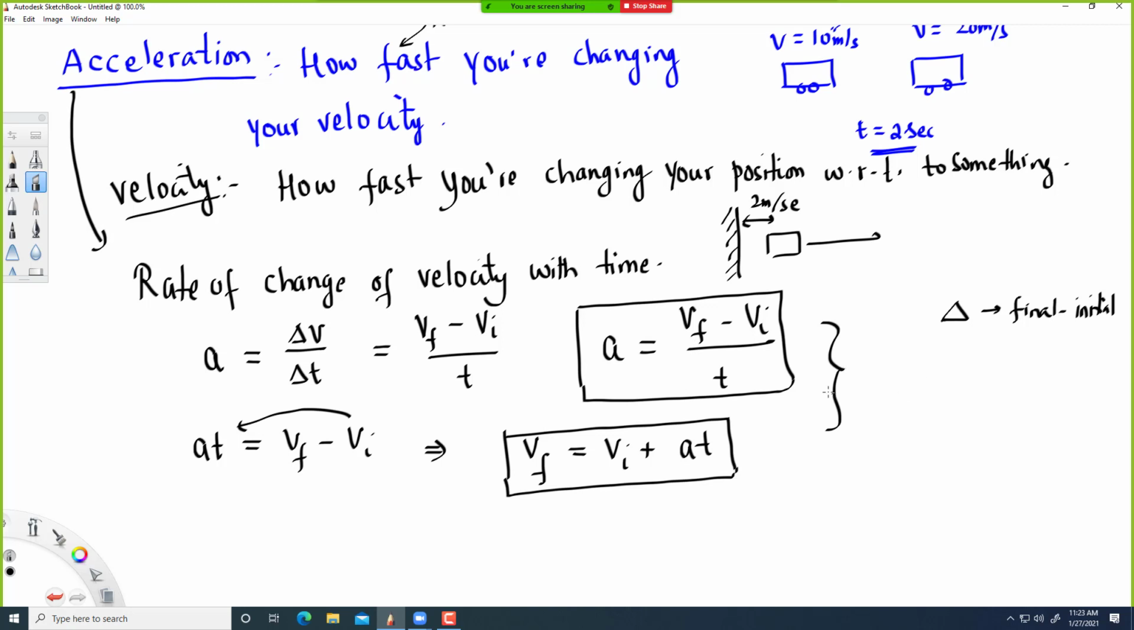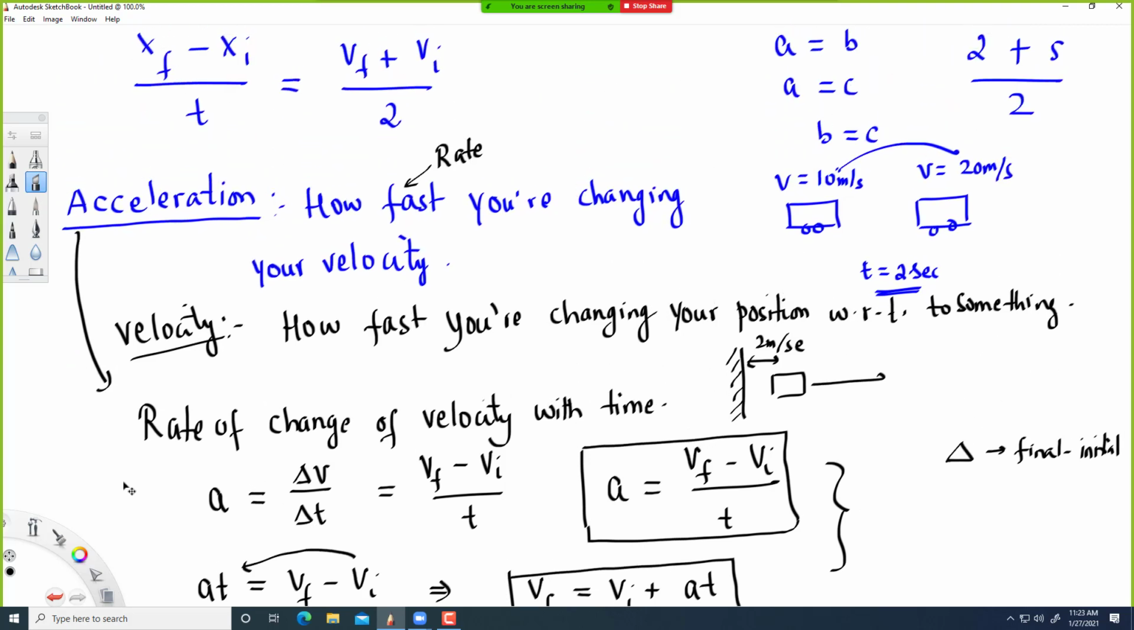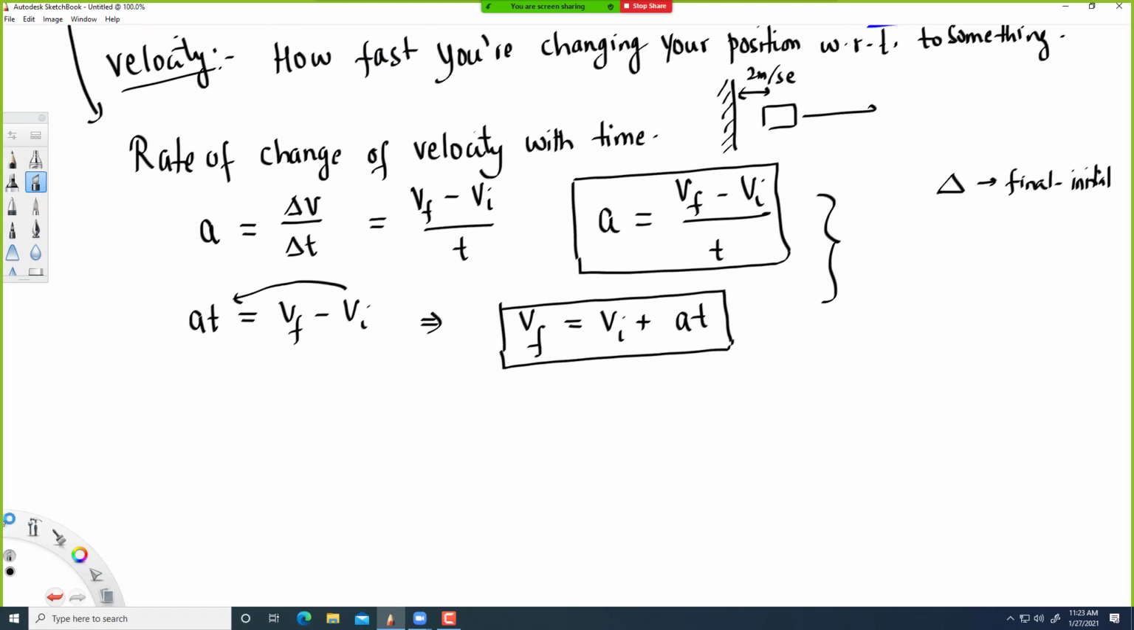Now let's go back to our previous expression. We had xf minus xi over t. So we have x final minus x initial over t is equal to v final plus v initial over 2. So that's something we got before.